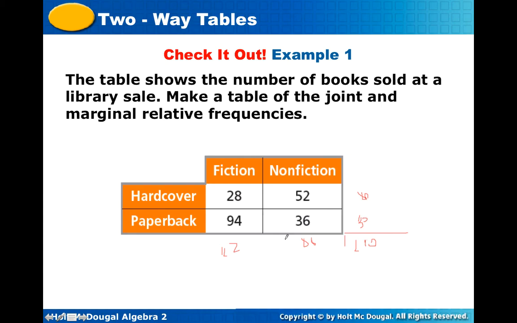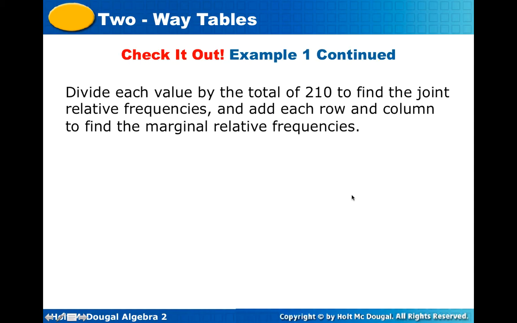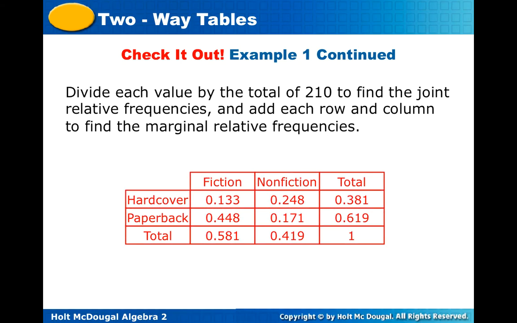Maybe my terrible handwriting got me confused. So this is 88. 28 plus 94 is 122. There it is. So 122 plus 88 is 210. 80 plus 130 is also 210. We're going to divide each total by 210. It's going to give us our joint. And then we're going to add each row and column to give us our marginals.